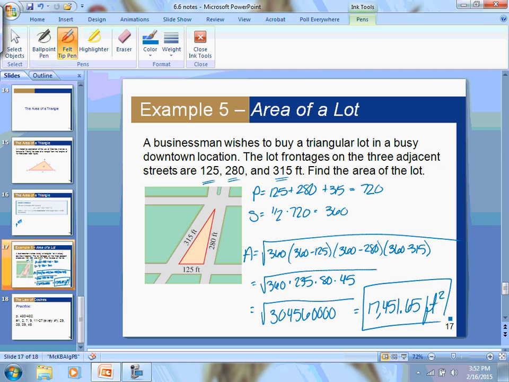So this is a cool formula because you don't need to worry about doing any trig. You don't need to do dropping in altitudes and making right triangles and doing law of sines and cosines or SOHCAHTOA. None of that. It's just perimeter and square roots and a little multiplying and adding. So it's just a cool application type problem that I wanted to show you.